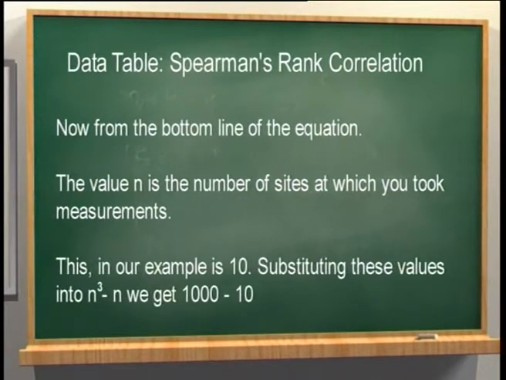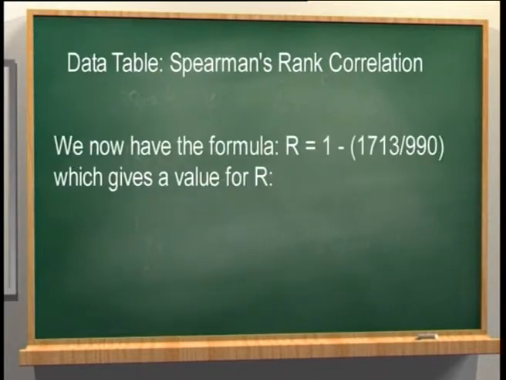Substituting these values in n³ - n, we get 1000 - 10. We now have the formula r = 1 - 1713 divided by 990, which gives a value for r of 1 - 1.73. The value is -0.73.